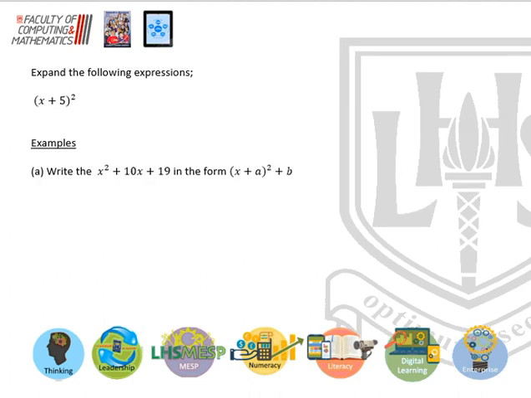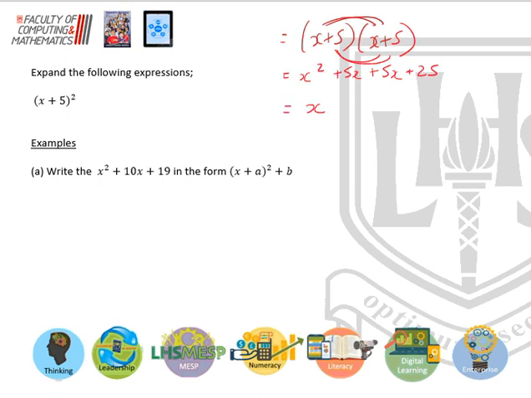Okay, firstly, what we need to do is expand the following expression, x plus 5 all squared. Just take a pause and multiply that out. So x plus 5 all squared means x plus 5 multiplied by x plus 5. When you do x times x, that's x squared. x times 5 gives you 5x. Then you get another 5x from 5 times x. And then 5 times 5 is 25. So we know that x plus 5 all squared becomes x squared plus 10x plus 25.